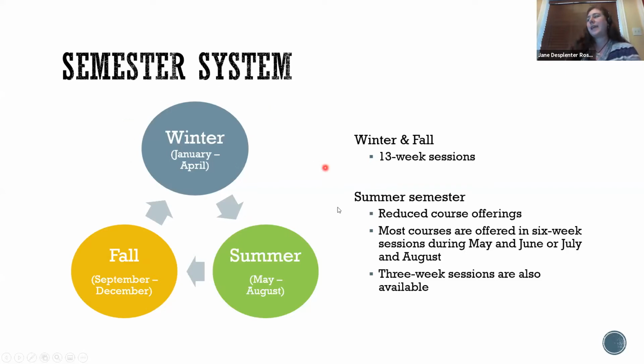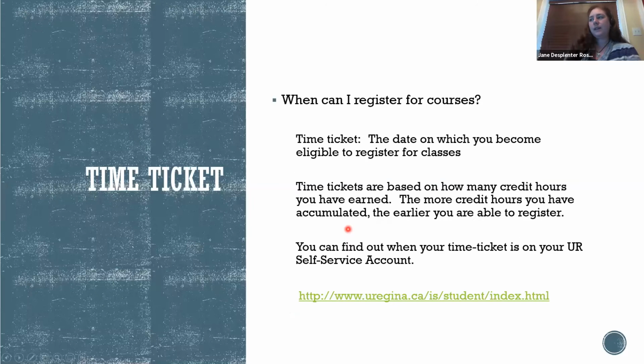The actual date that you're eligible to register depends upon how many courses you've already taken. So it's something that we call your time ticket. And the more classes that you have already taken, the sooner you are eligible to register for classes. Now that kind of sucks for you right now because you're right at the beginning, you haven't taken any classes, you are among the last to register. So when you go to register for classes today, you'll probably find that there are courses that have students in them already.